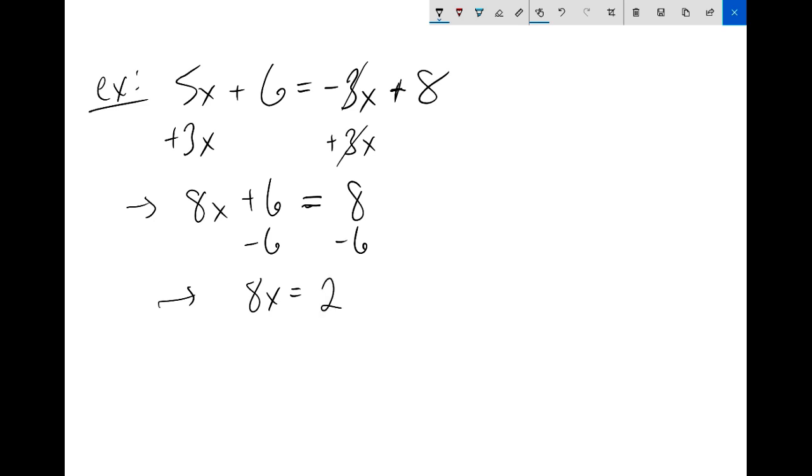And then the last step would be what? Divide both sides by 8. So it looks like the answer is x equals 2/8, which reduces to 1/4. So the answer is 1/4. Or 0.25. Okay. What questions do you have on that one?